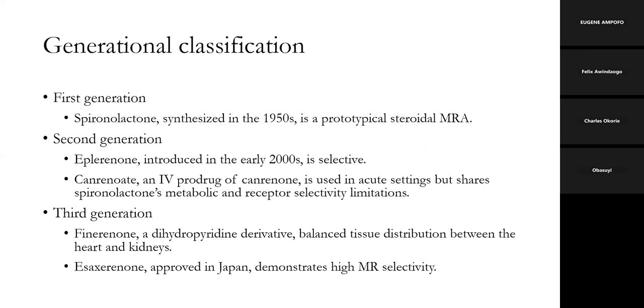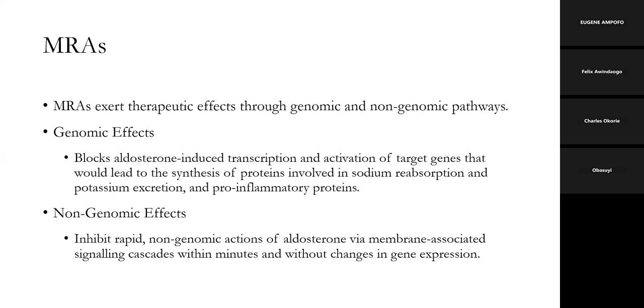So the first generation of mineralocorticoid receptor antagonists is spironolactone, which is a steroidal. The second generation is eplerenone, and then canrenone, which is the active metabolite of spironolactone. And then we have the third generation, which is finerenone and esaxerenone. So these are the generations of mineralocorticoid receptor antagonists that we have.